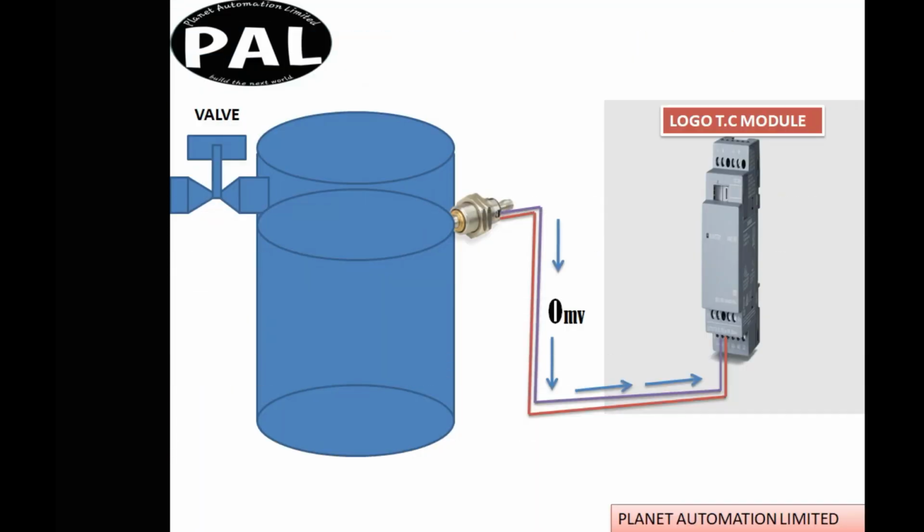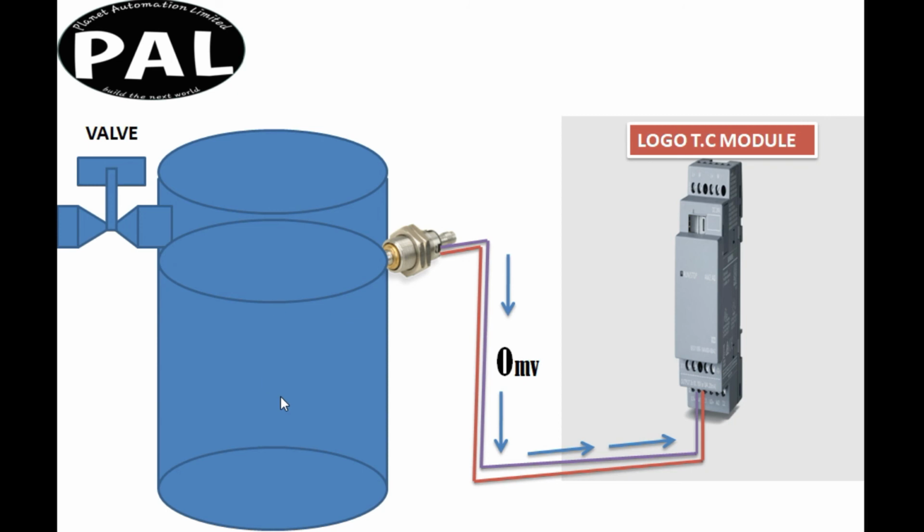So friends, this is any kind of tank that is totally empty. This is the bulb tank. This is the empty tank at 0 millivolt. This is any kind of TC or thermocouple that measures how much temperature is in your tank. For counting, you need this TC, and this is connected to your TC module.